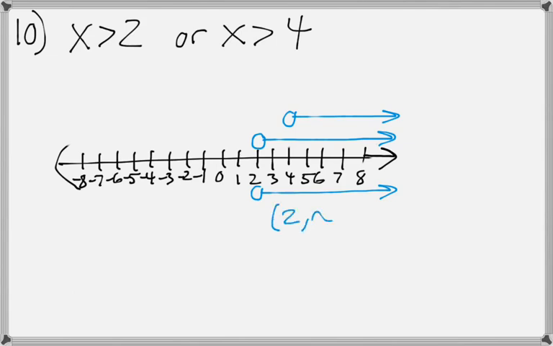And that'll be 2 to infinity, and this should look like a parenthesis, and it kind of doesn't. That's a little bit better. So from 2 to infinity.